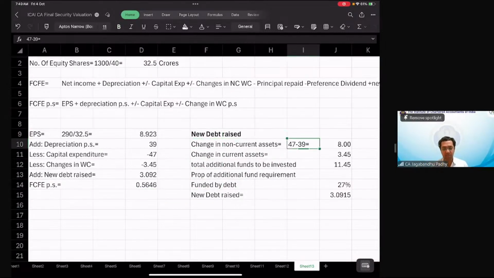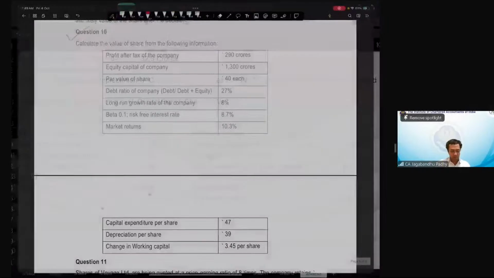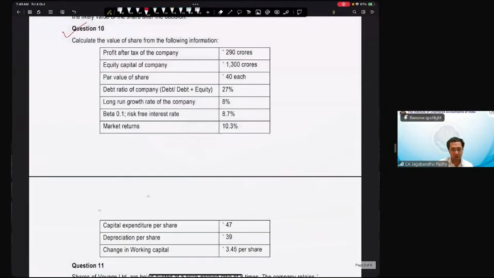Okay, yeah, 47 is the increase in the capital expenditure. 39 is the depreciation that you're claiming. So net change in the fixed asset you'll observe is 8. So now we have free cash flow for equity to be 0.5646. Now this free cash flow for equity needs to be discounted to the current value, and for that you can observe there is a long run growth rate.